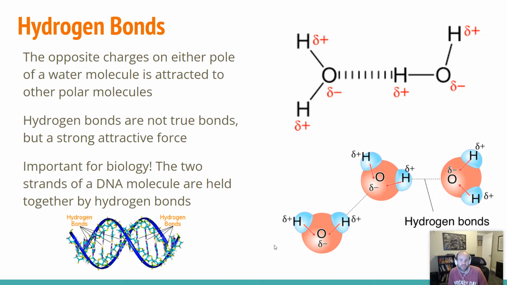So another big important thing that polarity allows for is something called hydrogen bonding. Now, hydrogen bonding is not a true bond. It's really just a strong attractive force. And so this is where opposite charges on either pole of a water molecule are going to be attracted to those other polar molecules. So you can see, like, positive hydrogen is attracted to negative oxygen, and that's going to hold them close together. Hydrogen bonds come up a lot in biology. One example is your two strands of a DNA molecule are held together by hydrogen bonds.